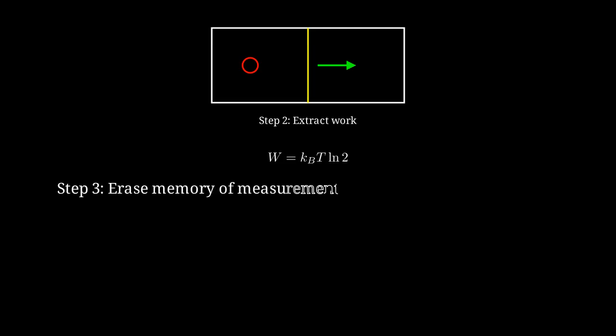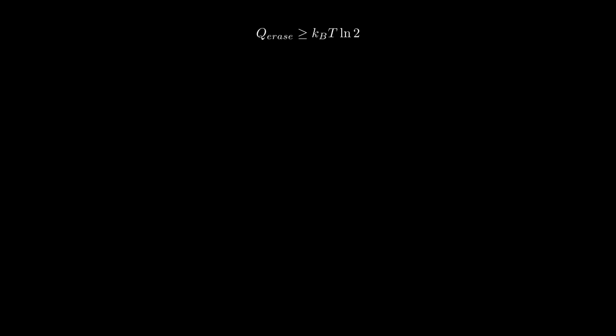Step 3. We must erase our memory of which side the molecule was on. This requires dissipating at least kBT natural log 2 of heat. The heat dissipated in erasure is at least kBT natural log 2, exactly canceling the work we extracted. The net result is zero useful work. The second law is preserved because information erasure pays the thermodynamic bill.